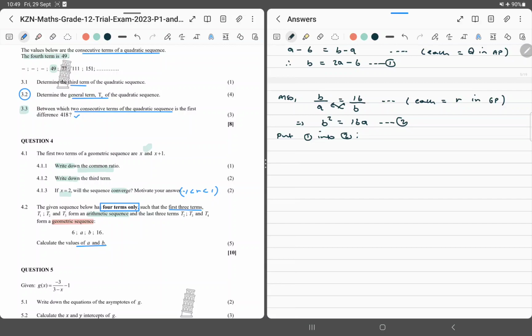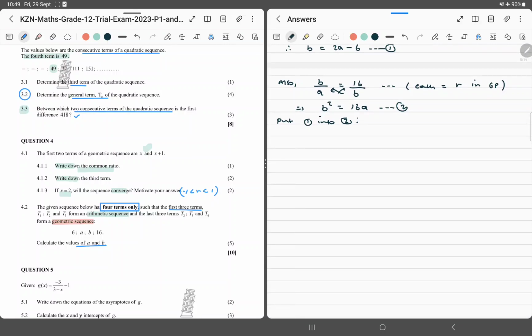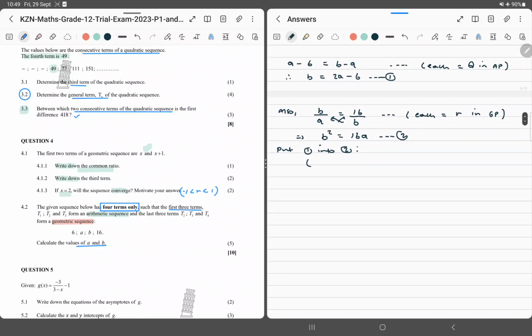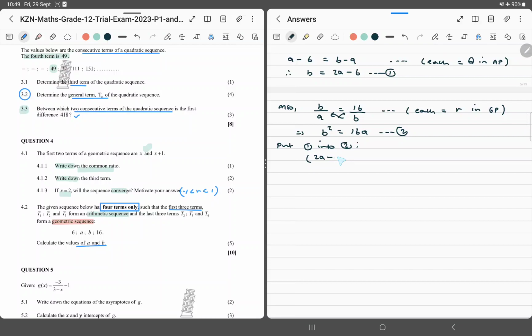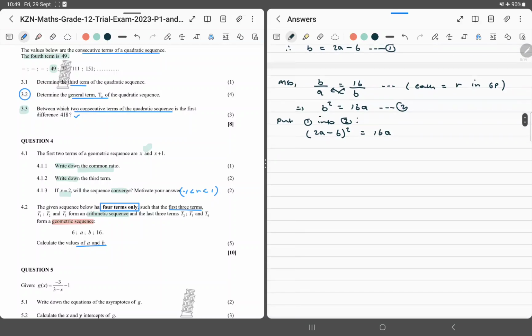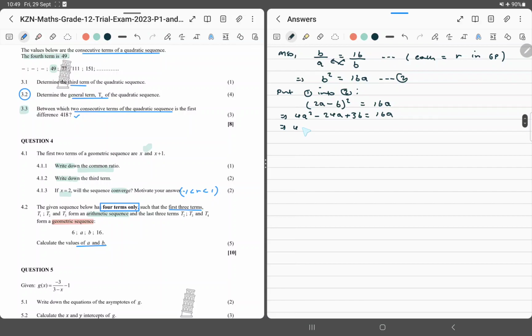into 2, such that we've got now B squared, where we see B, we're going to put 2A minus 6 all squared is equal to 16A, which implies this is going to be 4A squared minus 6 by 6 is 12, and that by 2 is 24. A plus 36 is equal to 16A. Then we sort this out, it's 4A squared minus, now that becomes minus 40A plus 36 equal to 0.